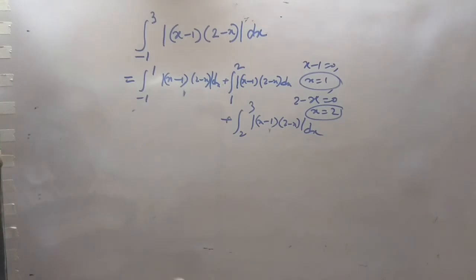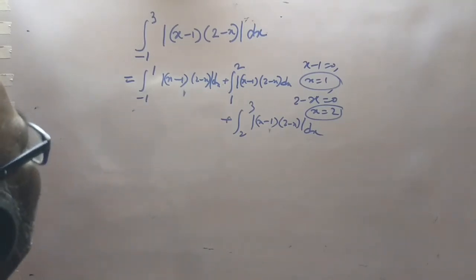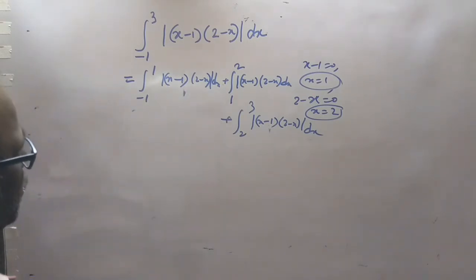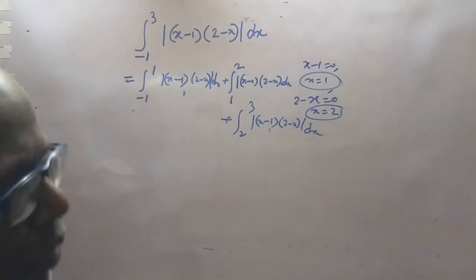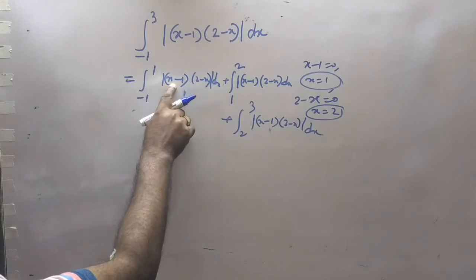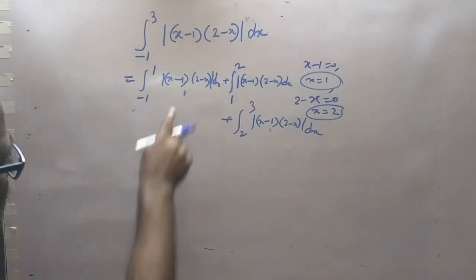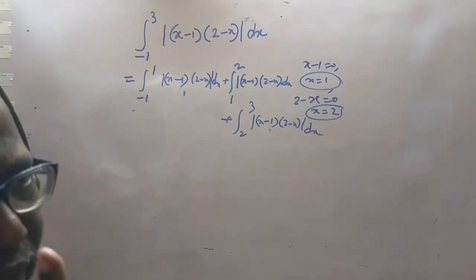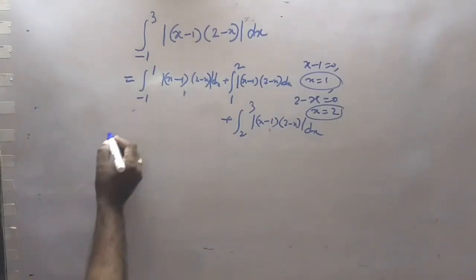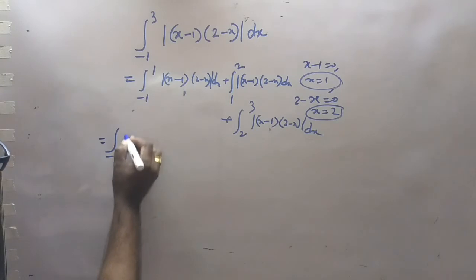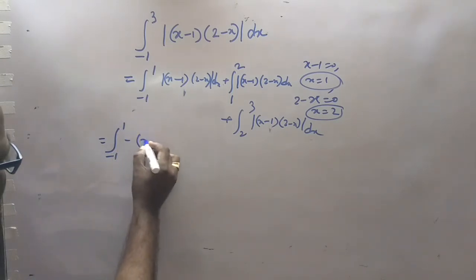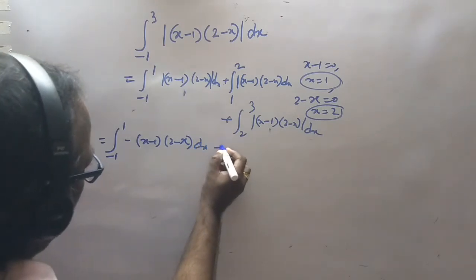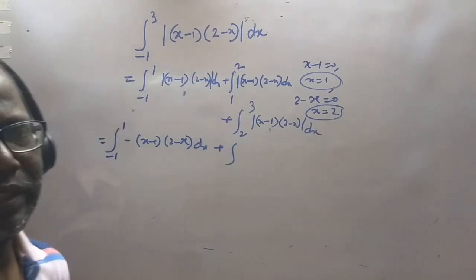Like here, in between minus 1 to 1, let us assume a value in between, like taking 0, and put it in this position. What is the value? Is this negative or positive? If we put 0 here and 0 here, this is negative and this is positive. Negative into positive is negative. So that's why we have to take the sign; here it would be minus of x minus 1 and x minus 2. So easily we have taken the sign.